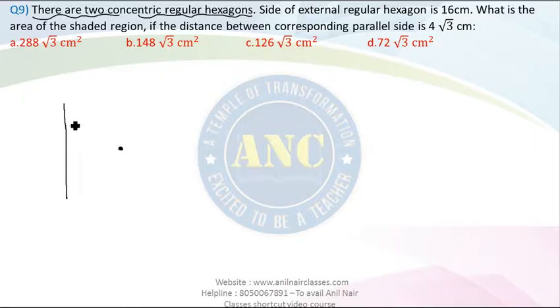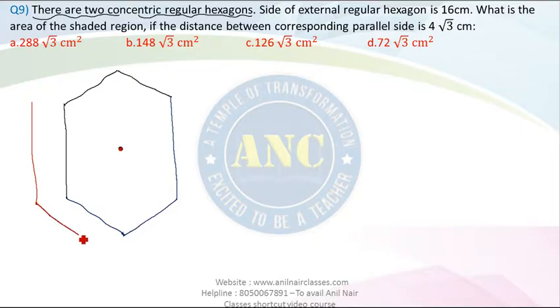So let me draw the first regular hexagon. This is my first regular hexagon, which is the inner regular hexagon, right? Let me draw it as neatly as possible. Okay, beautiful. This is my inner regular hexagon. There is another regular hexagon which has the same center. Concentric means same center, and I am drawing that regular hexagon right now for you, which is my outer regular hexagon, which I am drawing in brown color, right?